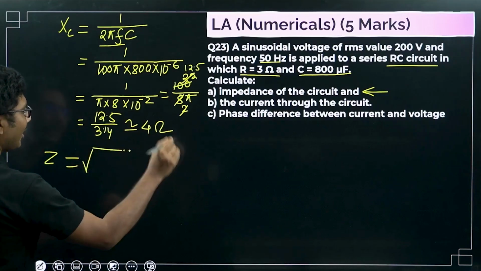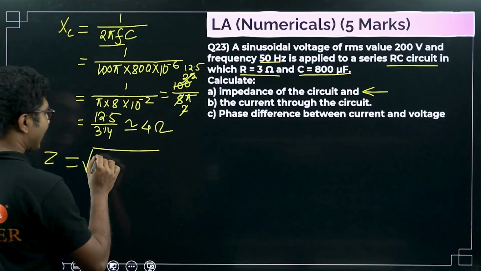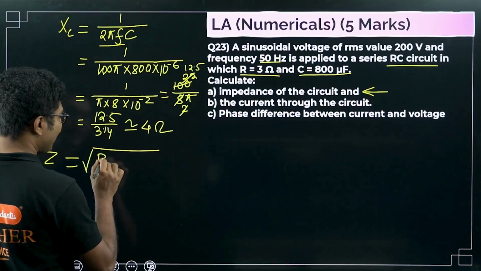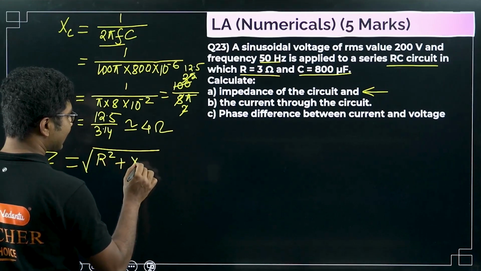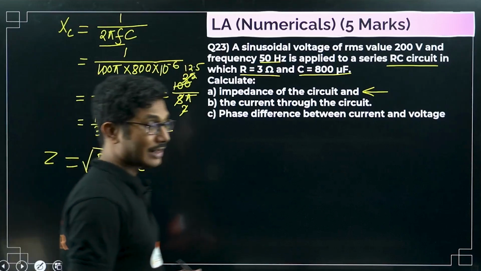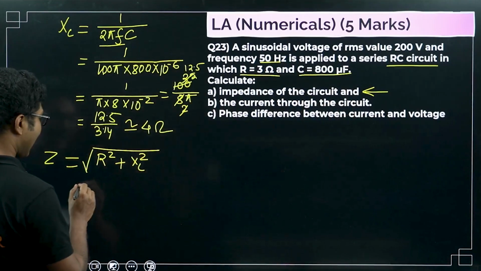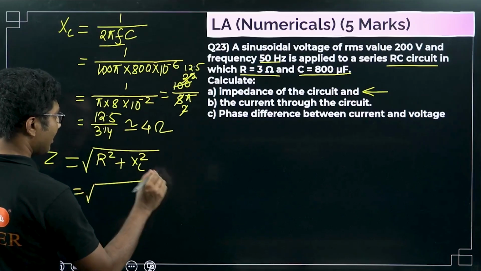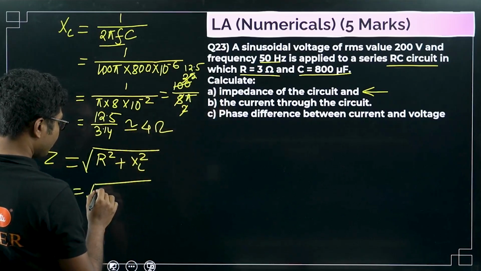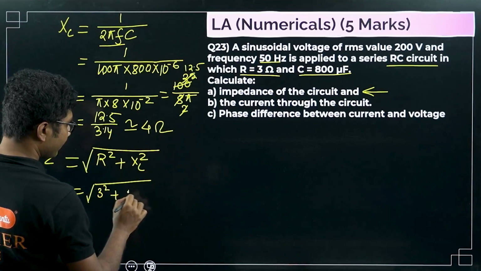If there is no L, put XL equals 0. That is, impedance is equal to the square root of R square plus XC square. You cannot add them simply; you have to use this formula. R is given as 3 ohm, so 3 square plus 4 square.